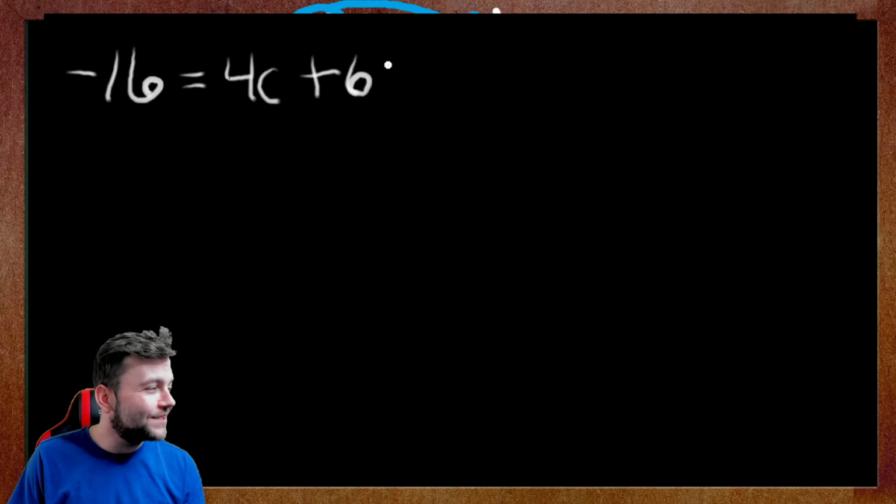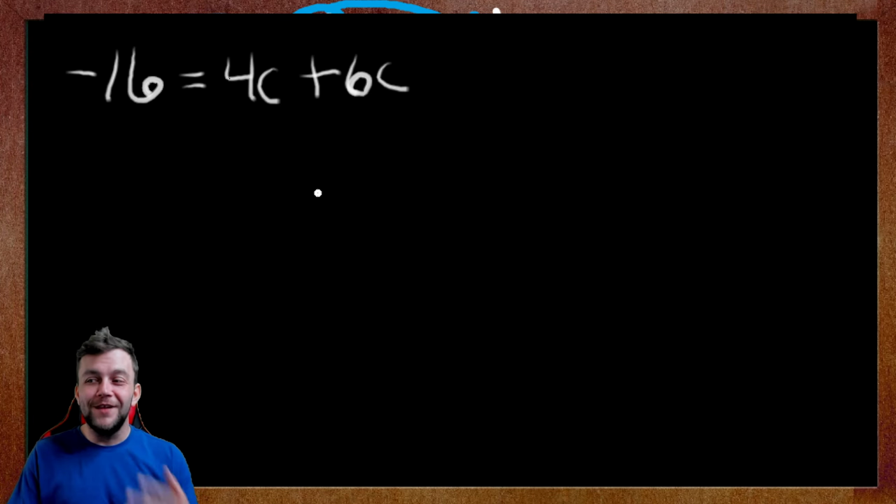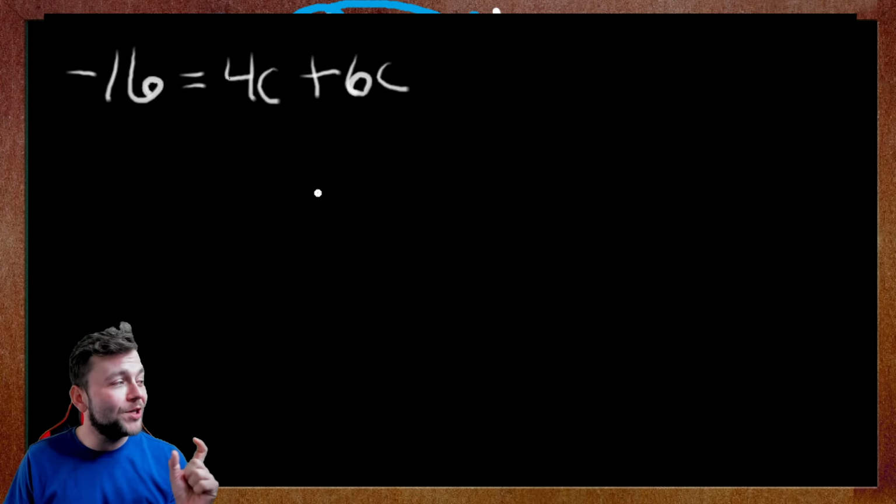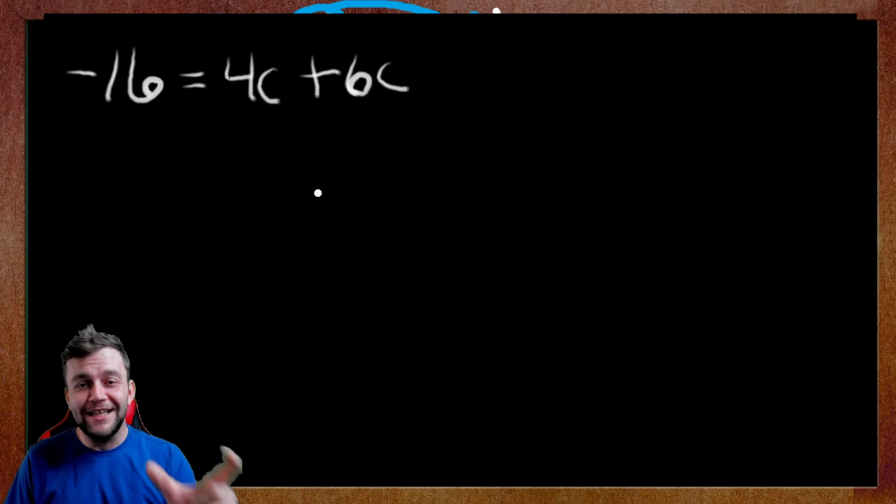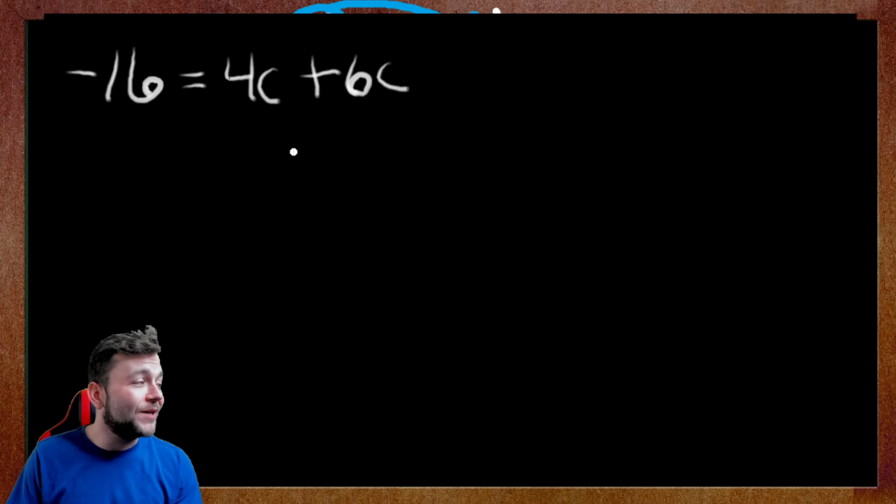Plus 6c. Okay, you have like terms again. Like terms, you combine like terms. So 4c plus 6c. Add them together. What do you get? You get 10c. So 10c equals negative 16.